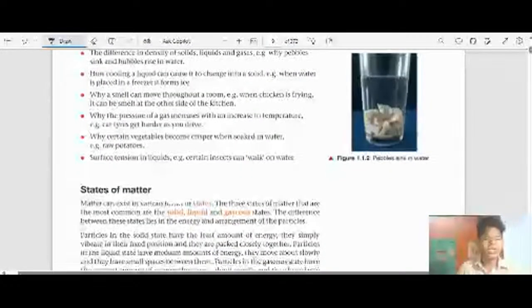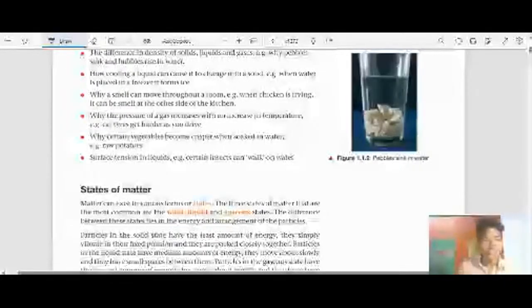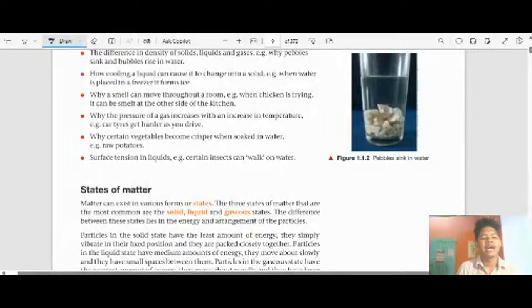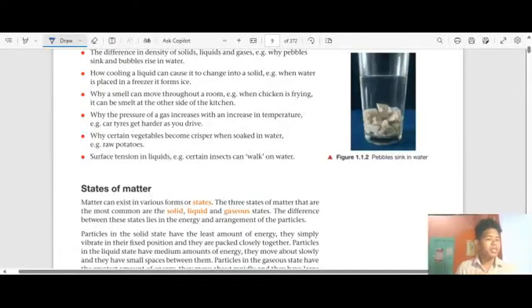Fourthly, why the pressure of a gas increases with an increase in temperature. Example: car tires get harder as you drive. And it also answers why certain vegetables become crispier when soaked in water. Example, raw potatoes. And lastly, surface tension in liquids. Example, certain insects can walk on water. The particulate theory explains all of these points, and it explains them very well.